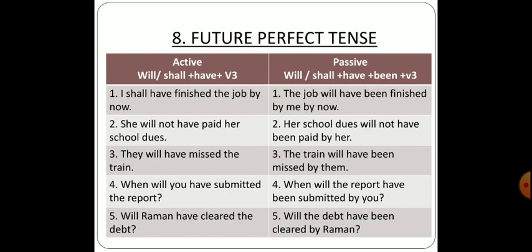Now you can see the fourth sentence is interrogative. So the passive form would also be the same. Active form, it is started with when. In passive also we are supposed to use when. The last sentence, that is will Raman have cleared the debts? The passive form will be will the debt have been cleared by Raman. So over here this is the explanation of the 8 tenses which are being used in active and passive form.